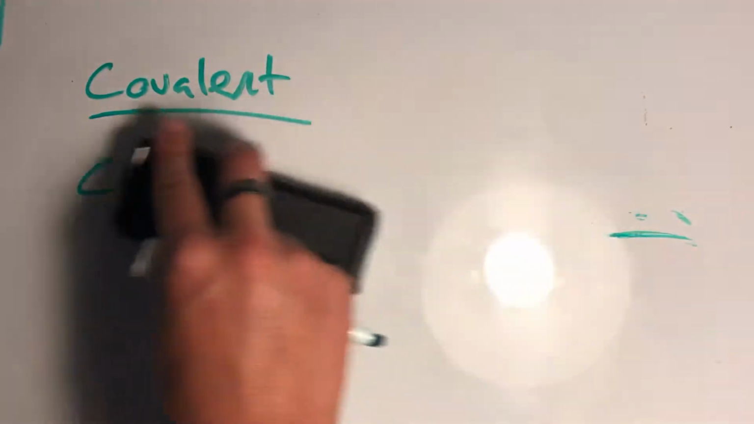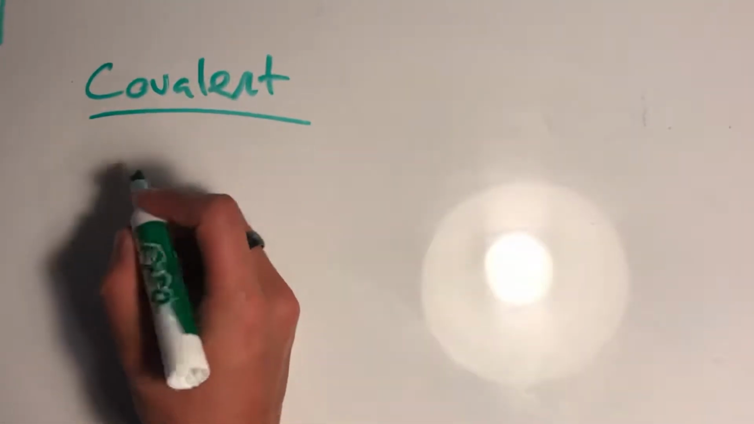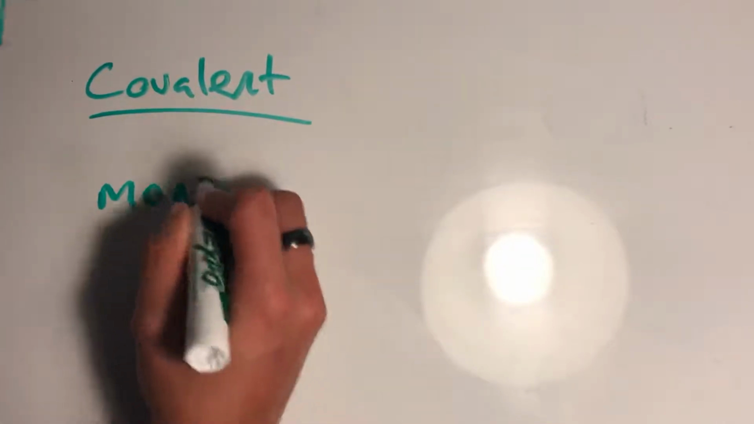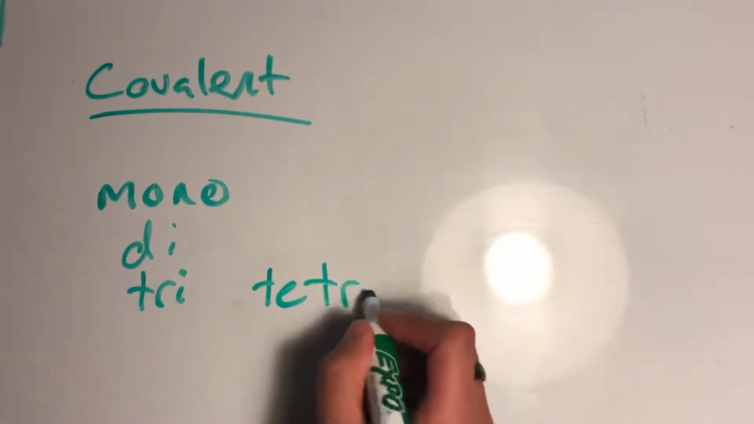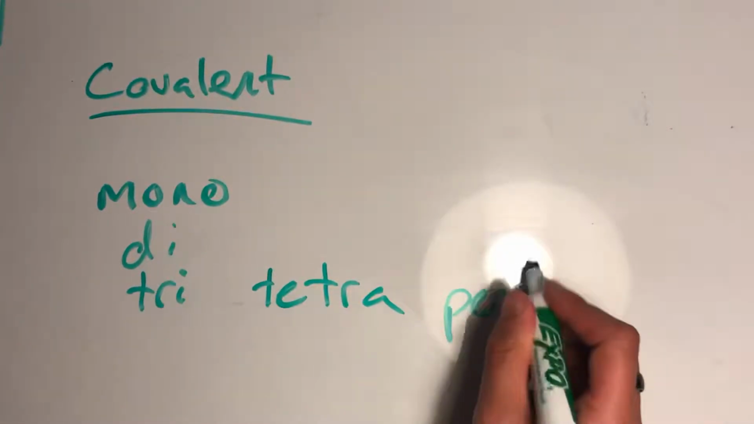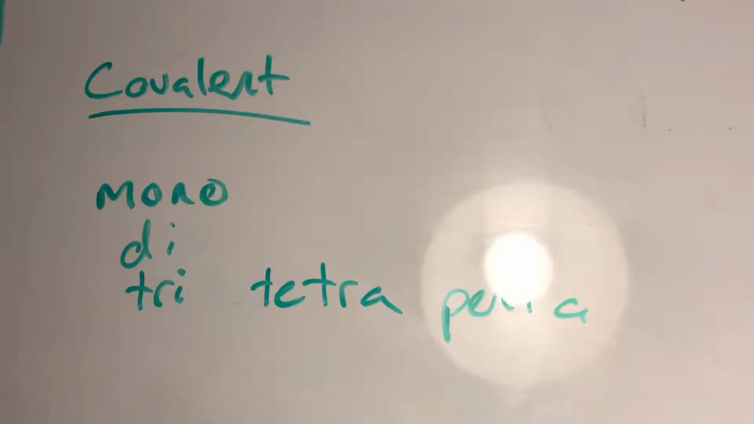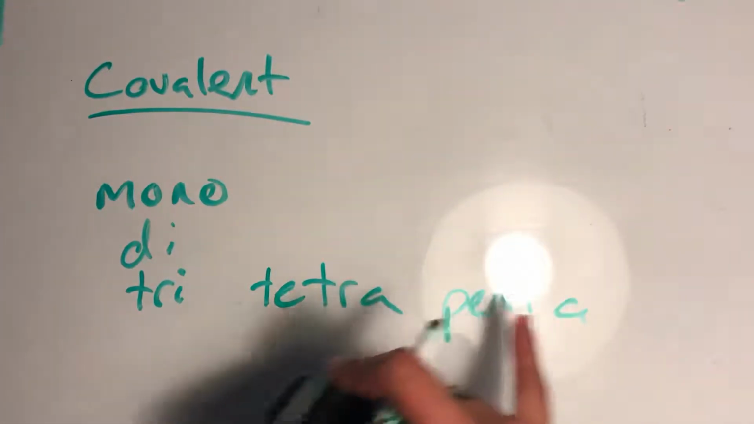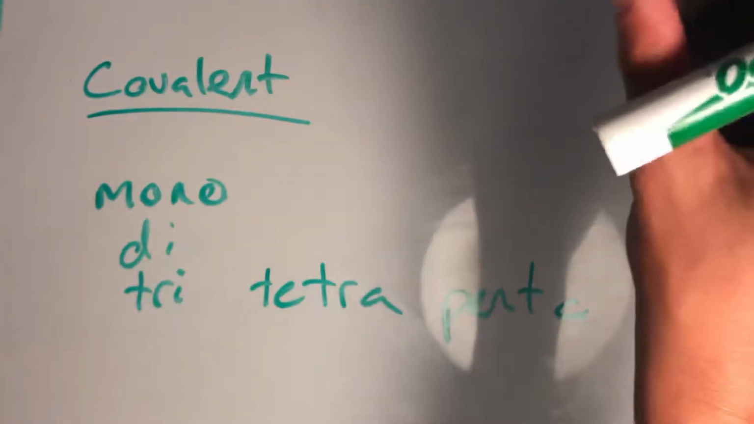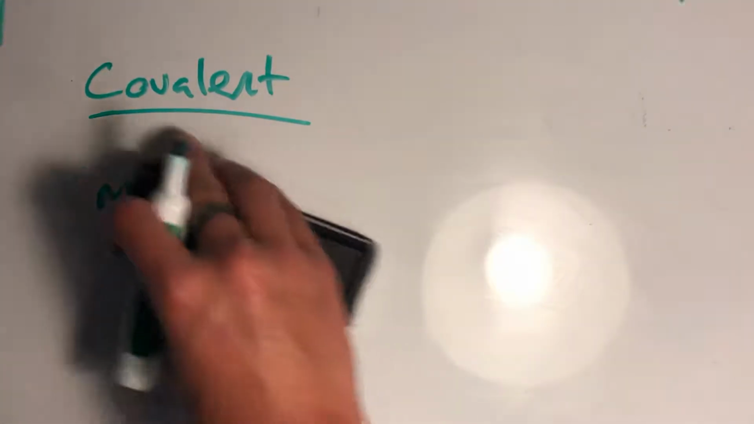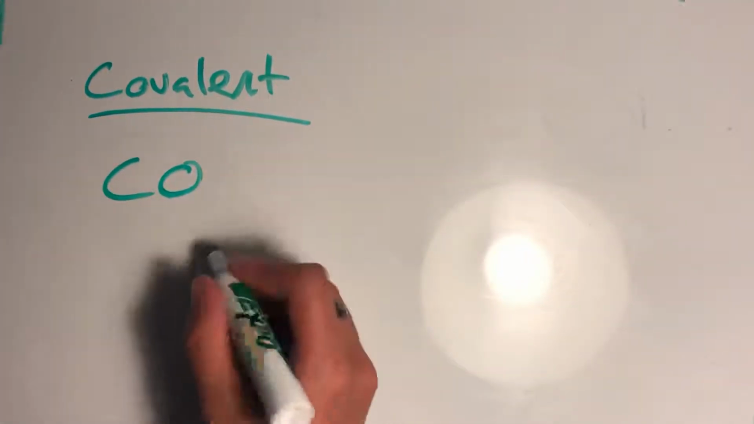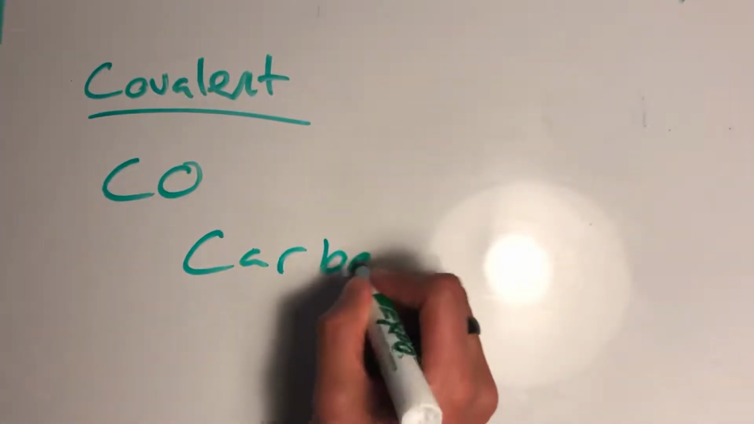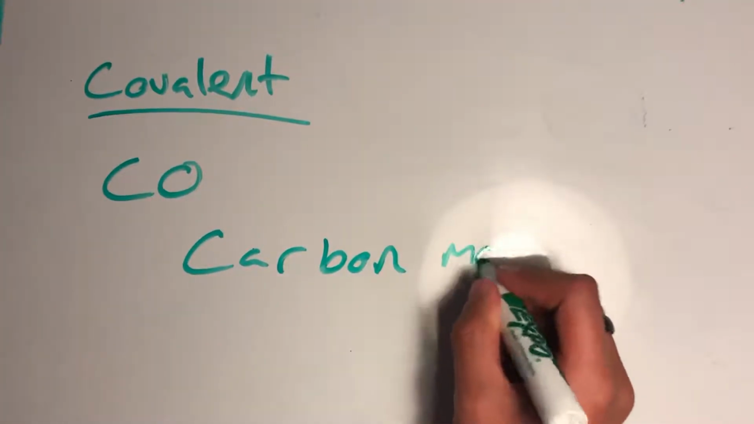So for example, we always start with mono for one, then di, then tri, then I think it's tetra, then penta, and so on. You can see 1, 2, 3, 4, 5, in most of the different cases. So yeah, and here's another one that you kind of have to look out for. CO is not going to be carbon oxide, but actually carbon monoxide.